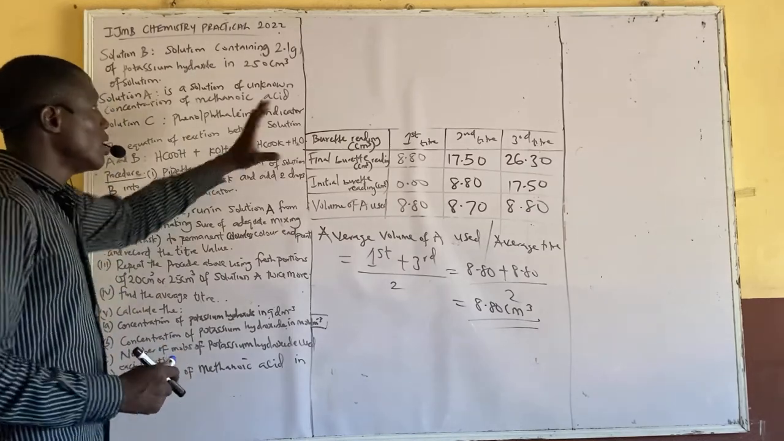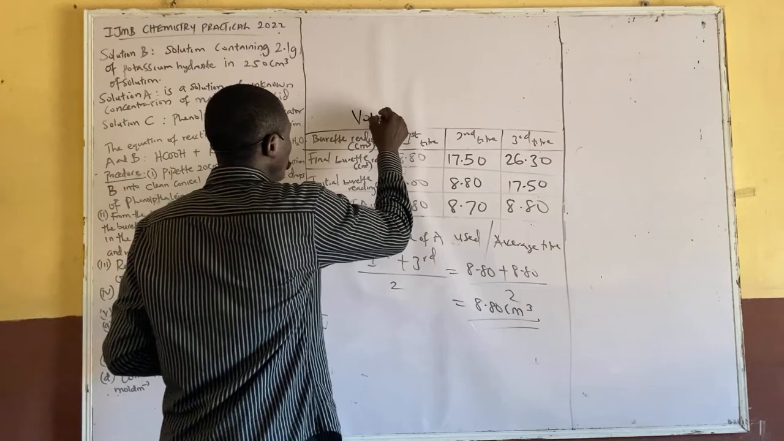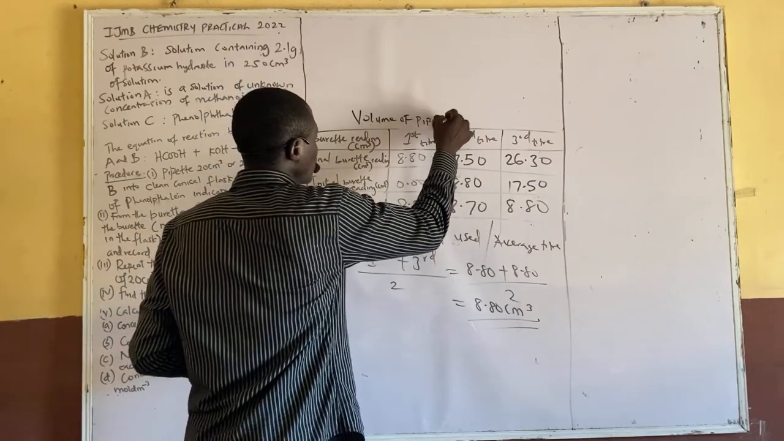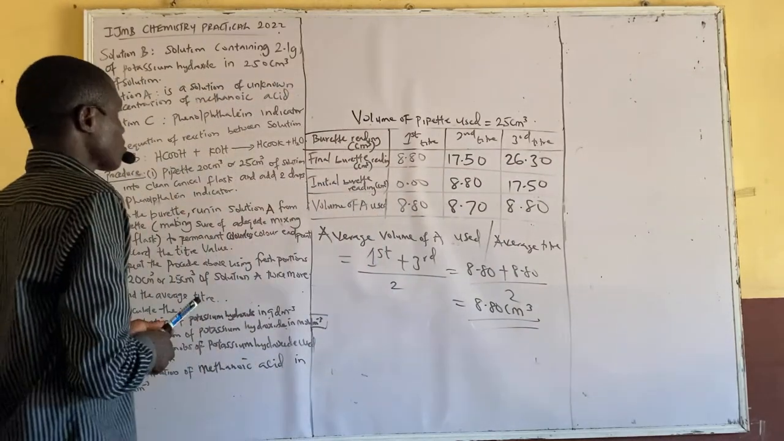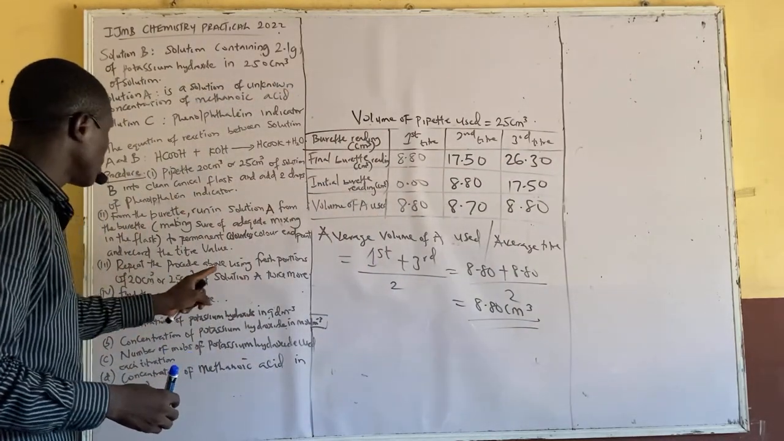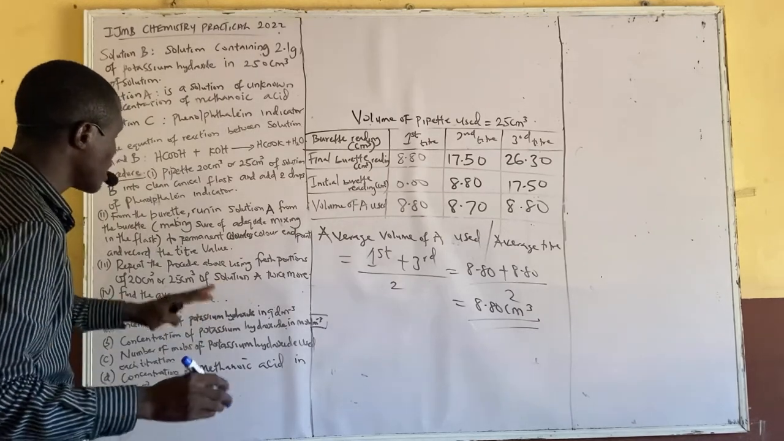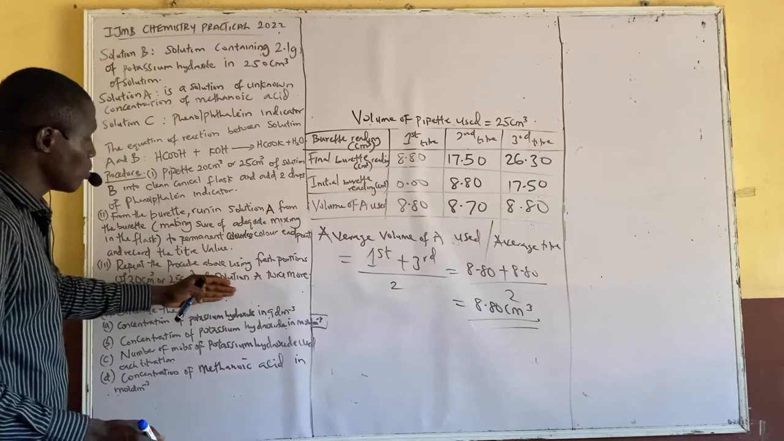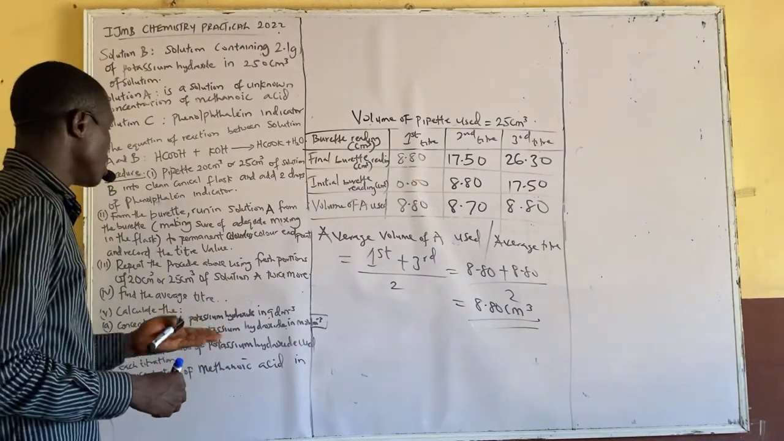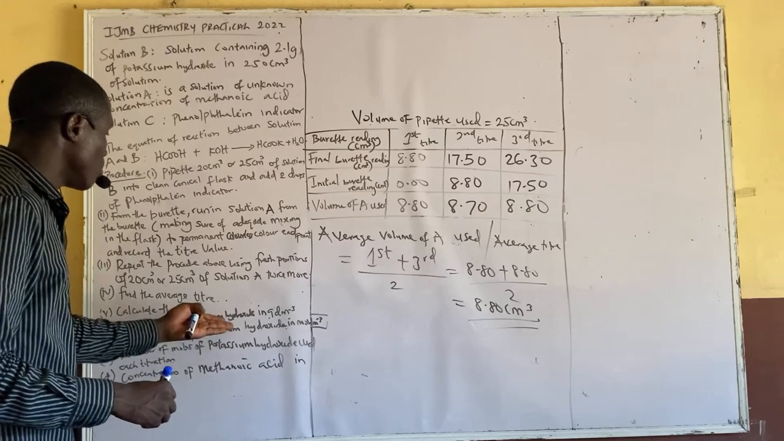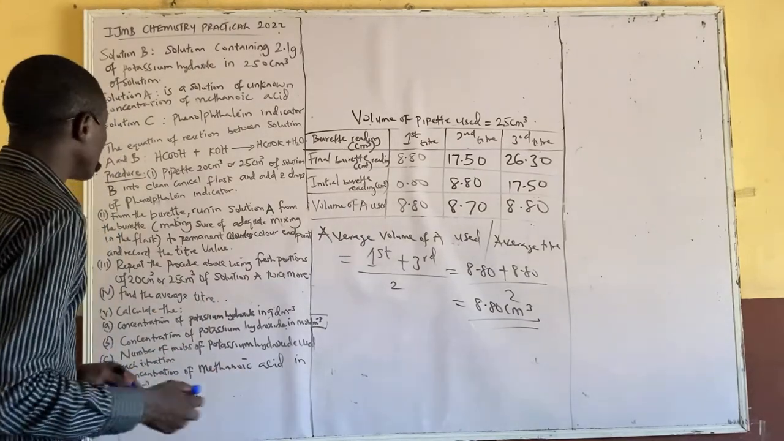So the same question, the same table of values, and here you must write the volume of pipette used for titration, which is 25 centimeter cube. We carry out the same analysis and the same average. Then we calculate the concentration of potassium hydroxide in gram per dm cube. The only thing that changed is that instead of calculating the concentration of methanoic acid in gram per dm cube, we have potassium hydroxide in gram per dm cube and mole per dm cube, the moles of potassium hydroxide used in each titration, and the concentration of methanoic acid in mole per dm cube.